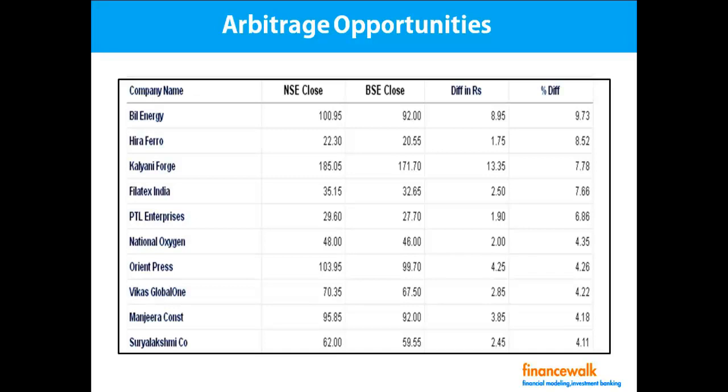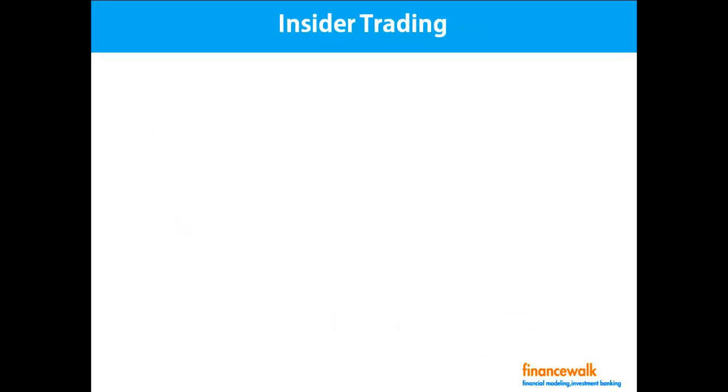Here the exchanges in question are NSE and BSE. Look at the first company, that is Bill Energy. NSE close is rupees 100.95 and BSE close is rupees 92. The difference in rupees is 8.95 and the percentage difference is 9.73. There are different companies like Hira Ferro, Kalyani Forge, Filatex India and others. If you want to take the arbitrage opportunity, you need to simultaneously buy and sell on different exchanges, right? After completing arbitrage opportunities, let's move to insider trading.